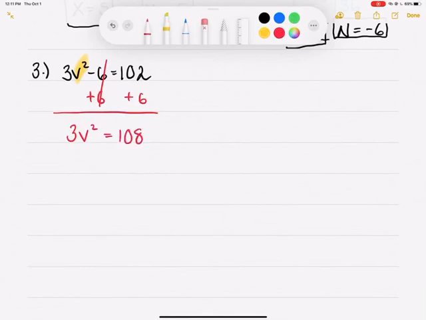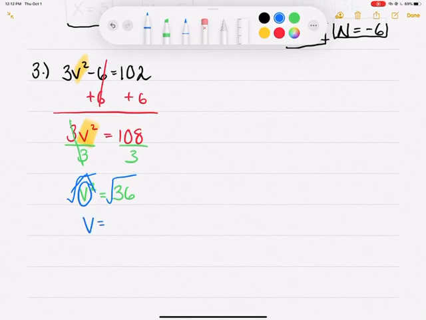Notice that v squared is still not by itself, so that means I have to get rid of the 3 now. To get rid of the 3, I need to divide both sides by 3. These will cancel, and I'm left with v squared equals... hold on, 108 divided by 3 is 36. All right, we're going to take the square root of both sides. So v equals positive or negative square root of 36. This means that v equals positive 6. It also equals negative 6.